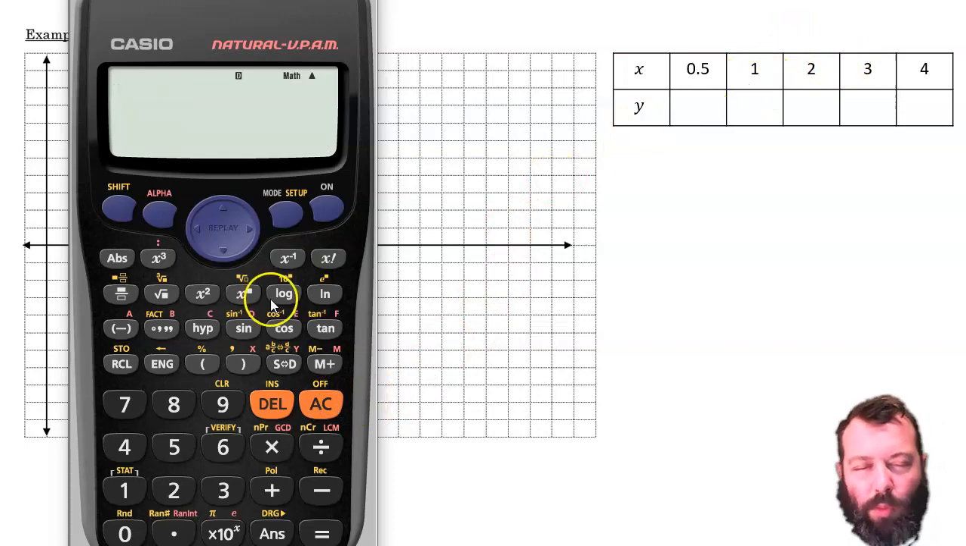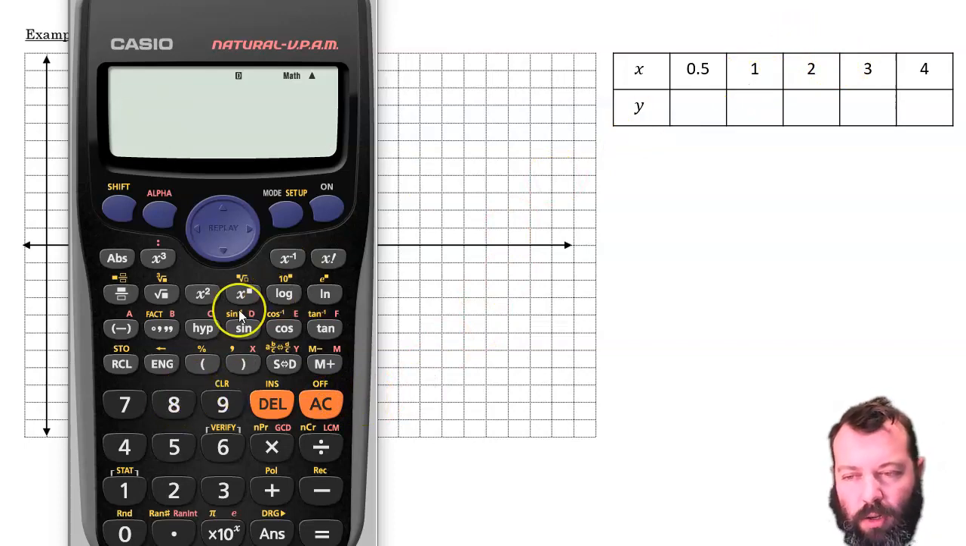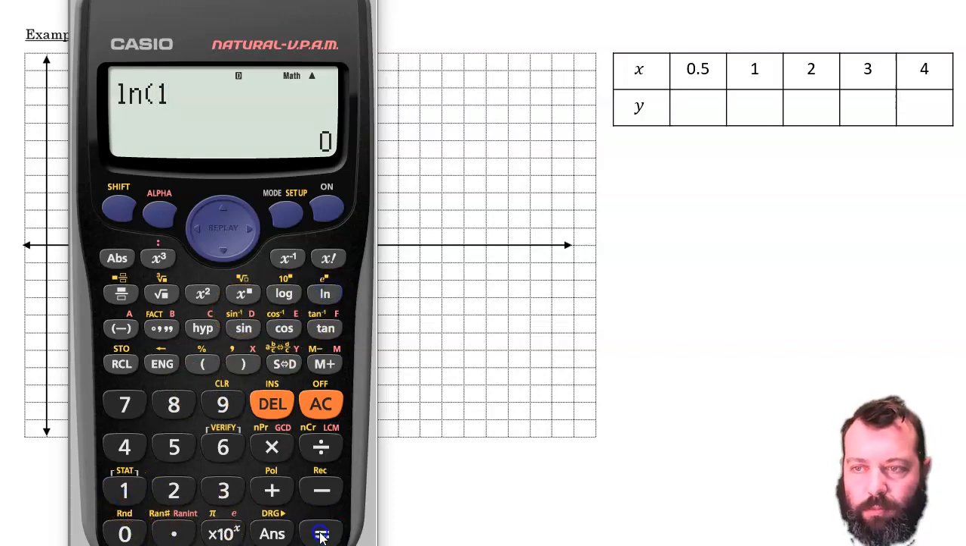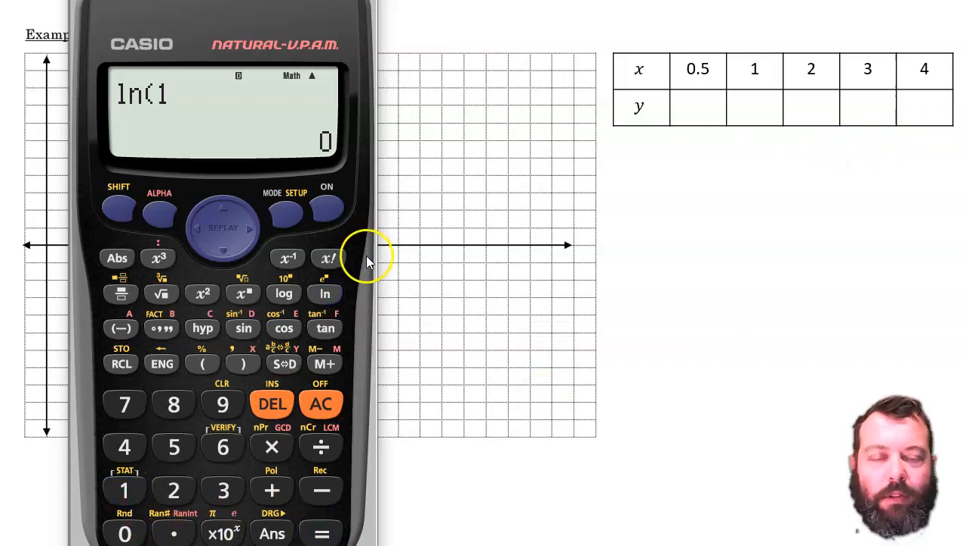The log of 1, well, we should know this one. What's the log of 1? E to the power of what equals 1? E to the power of 0 equals 1. Okay, the log of 1 is 0.